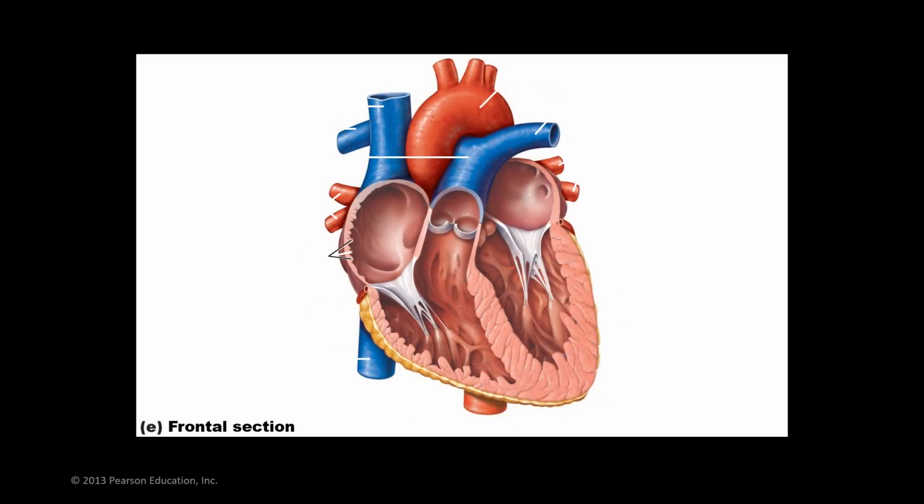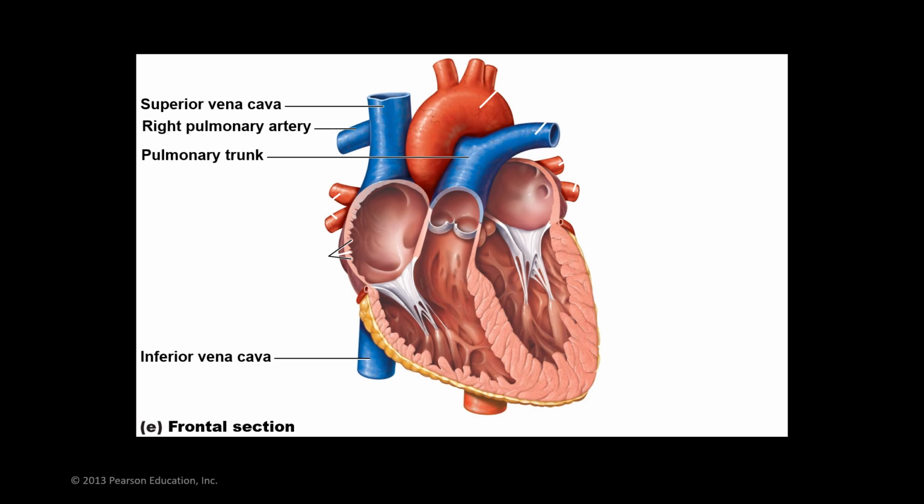Aside from the chambers, we have the great vessels, superior vena cava and inferior vena cava. They are bringing blood to the right atrium. We have the pulmonary trunk that splits off, giving you the right and left pulmonary artery. This vessel transports blood from the right ventricle to the lungs. That's why it's called pulmonary. So you have the right and left lung, therefore, right and left pulmonary arteries.